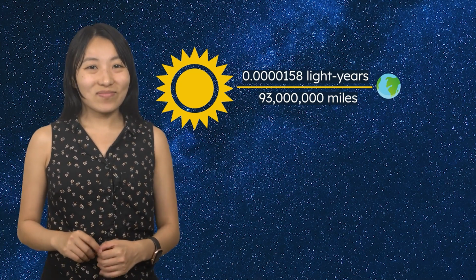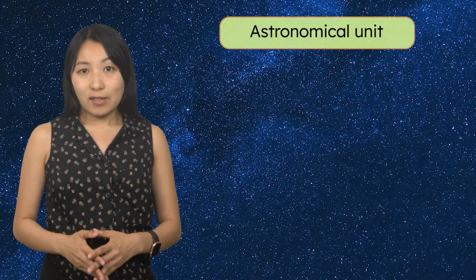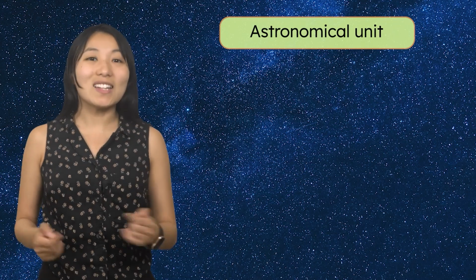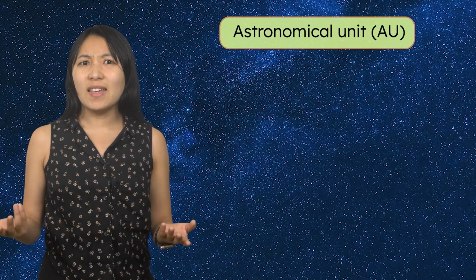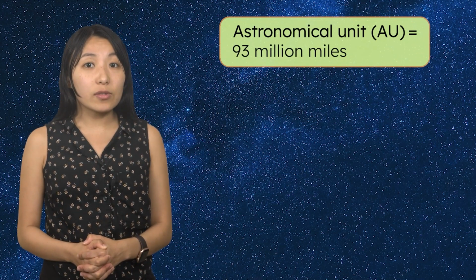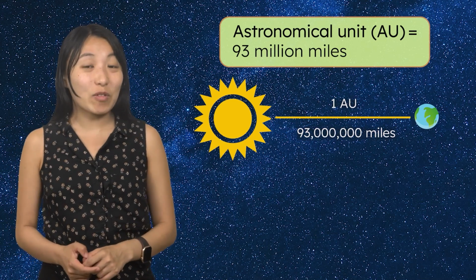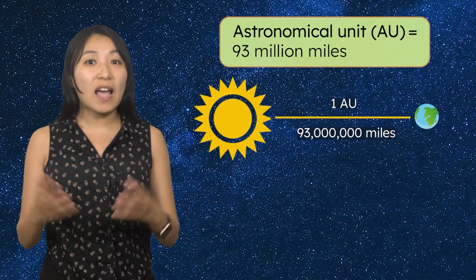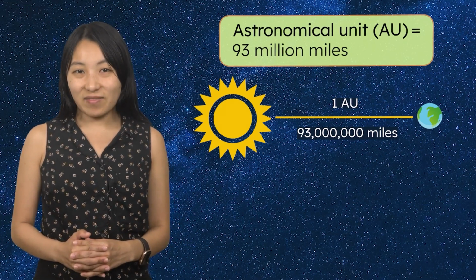Another unit. Scientists invented the astronomical unit for this purpose. I know, they're not winning any awards for creativity with the name of this one, but you'll often see it abbreviated as AU. So what is an AU? Well, it's equal to about 93 million miles. Does that value sound familiar? Didn't we just say that Earth is 93 million miles from the sun? So 1 AU is equal to Earth's average distance from the sun, also known as its orbital distance.